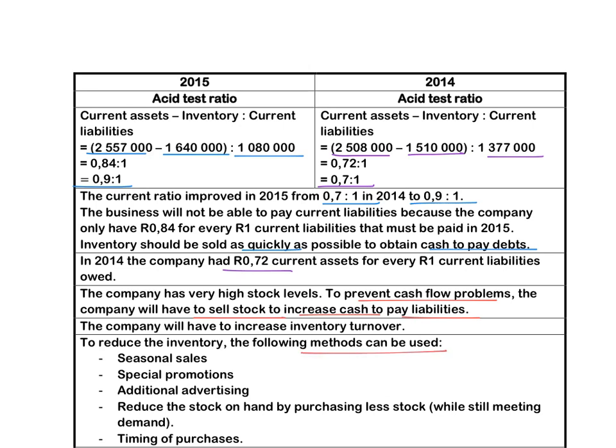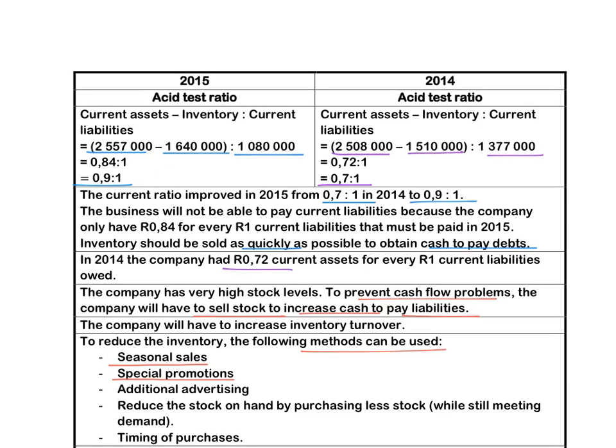You can have a seasonal sale where you sell all the products that will not be sold in the next season. Special promotions, 2 for the price of 1. Additional advertising to promote certain products so that the public will be aware of the products that are available at special prices, because they hope that the people will come in to buy the reduced items and then also buy other products that they need at the normal prices.